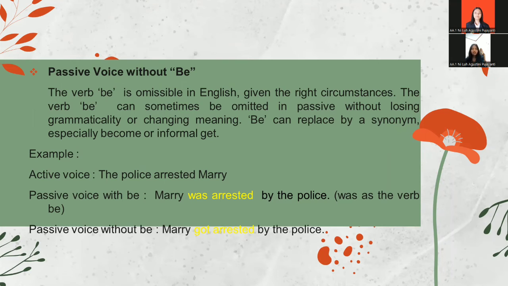For example, in active voice, the police arrested Mary. So, in passive voice with be, the sentence will be, Mary was arrested by the police. In this sentence, we use be passive. And if we don't use the verb be, the sentence will be, Mary got arrested by the police. So we use get to replace be in the passive.